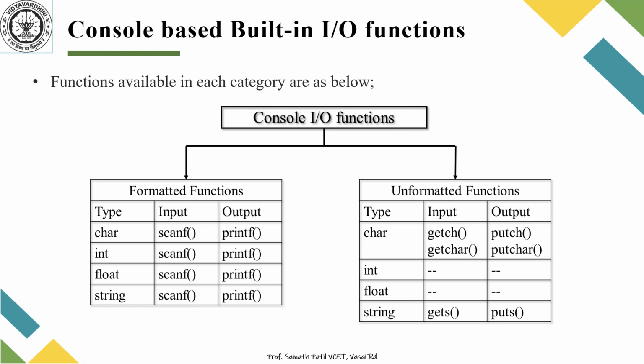Functions available in each category are shown here. For formatted functions, we have input and output for each data type: char, int, float, and string. For input, we have scanf, and for output, we have printf. These are the two functions commonly available for all the data types. Similarly, for unformatted functions, we do not have any function for int and float. For char data type, we have input functions getch and getchar, and output functions putch and putchar. Similarly, for string, we have gets for input and puts for output.